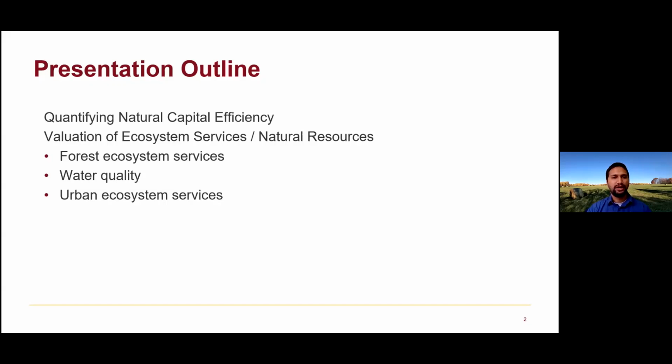Another suite of projects that I'm involved in is valuation of ecosystem services or natural resources. Some of the projects within that realm I work on are forest ecosystem services, valuing water quality, valuing urban ecosystem services. I'll go into details just in a minute for those types of projects I'm involved in.